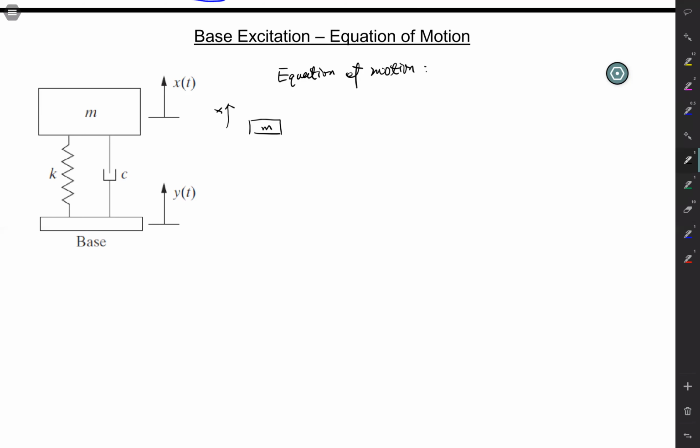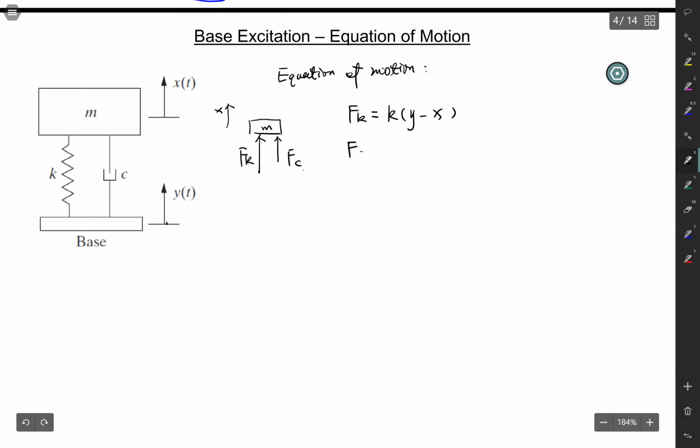And then what forces are experienced by the mass? You have your spring force, Fk. You have your damping force, your Fc. So your Fk is k times y minus x, right? Which means if your base moves more than your x, then your spring is generating a force pushing your mass upward. So that's why it's k times y minus x.